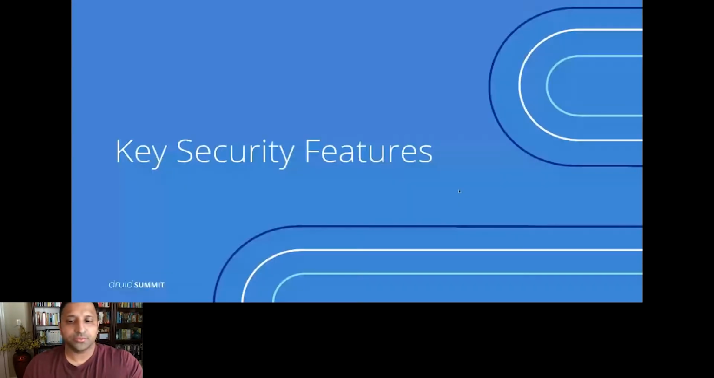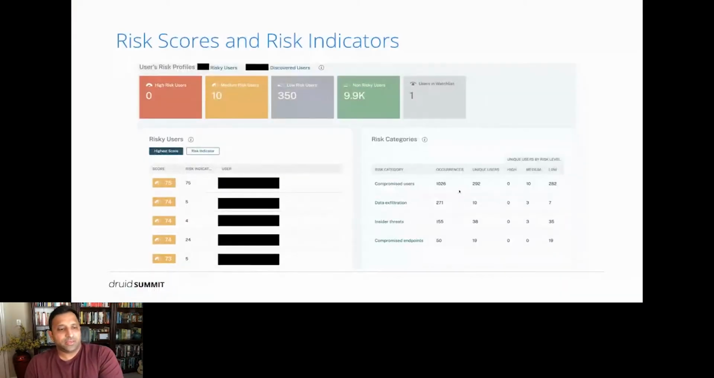So now let's look into the key security features. Here, for a given organization, this is one of the main security features provided by Citrix Analytics. We calculate a risk score for every single user within an organization. These risk scores are calculated by what we call risk indicators, and we will see those risk indicators in the next slide. As you can see, we show a list of top risky users over here. And if you click one of those risky users, you can see why the particular user was flagged risky.